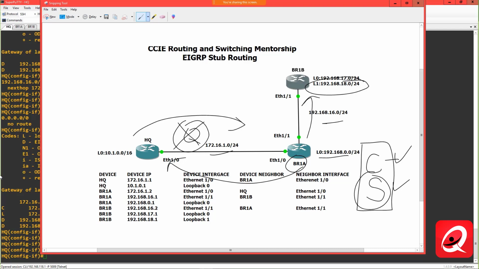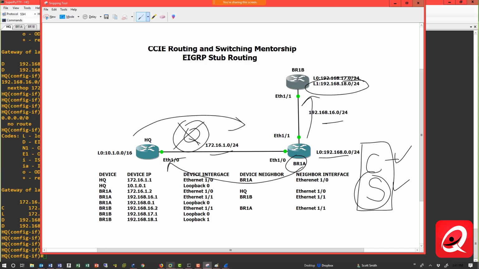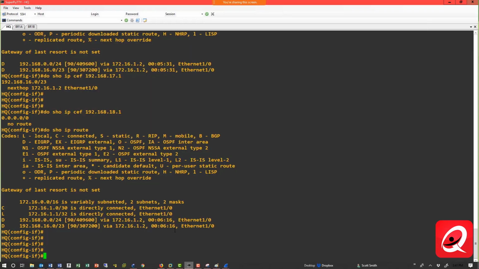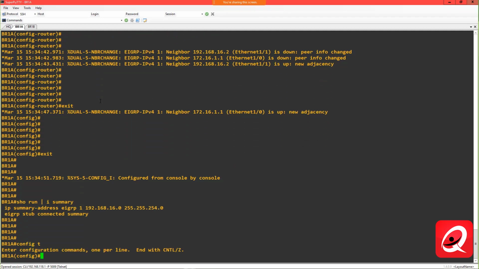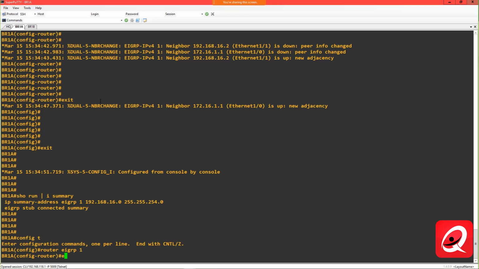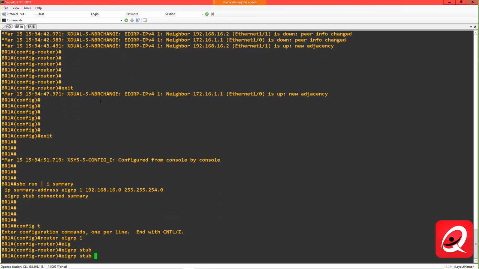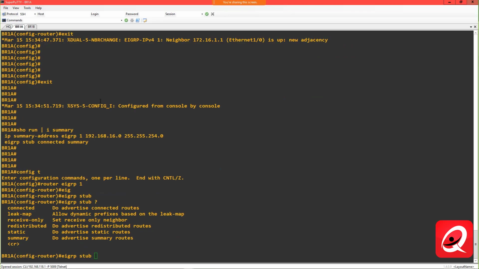What are my other choices when it comes to configuring this stub configuration? Let's go back to BR1A and take a look. Config T, router EIGRP 1, EIGRP stub, question mark. I can send connected routes only, right? I can send nothing and only receive routes. I can send redistributed routes. These would be routes that are redistributed into EIGRP, which, by the way, could be any type of redistribution.